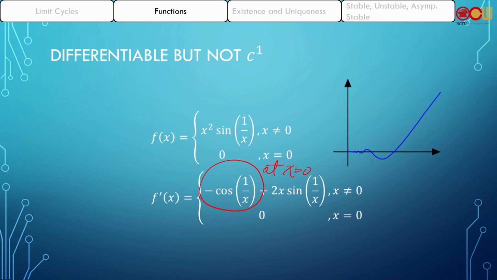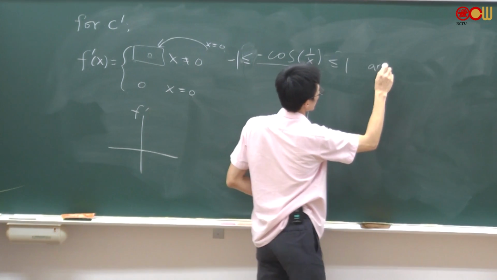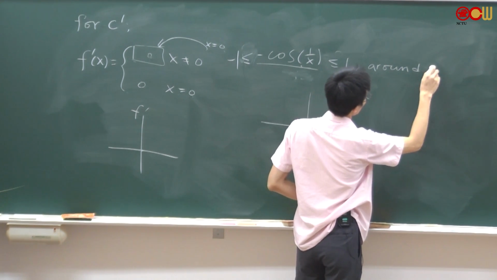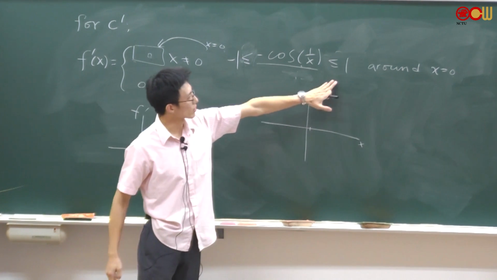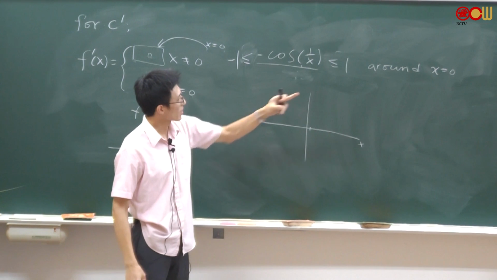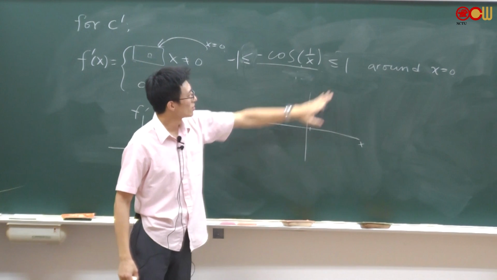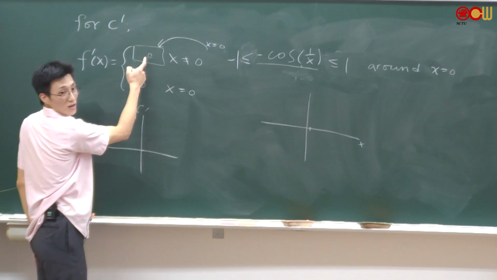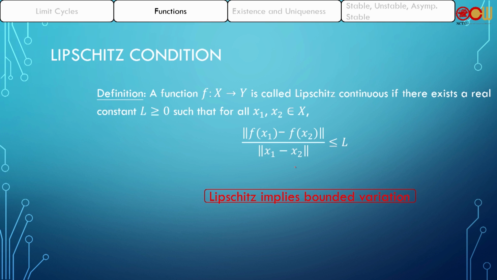X equal to 0. What's the value of this? Could be -1, could be 1, around 0. Even for a very small x. So as long as x changes, this one changes around -1 and 1. So it will never be 0. Okay? So this function is differentiable, but not continuously differentiable. Okay? So next is the Lipschitz condition.